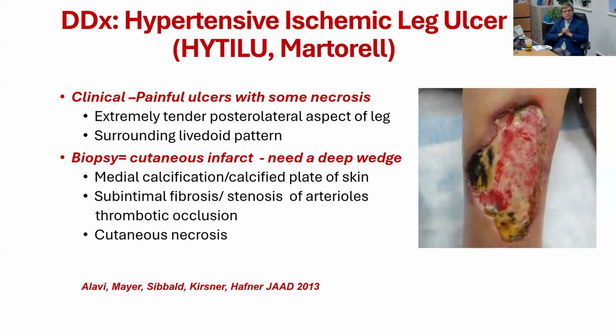And we did publish in the Journal of the American Academy of Dermatology some years ago. If you haven't seen this, you don't recognize it. And you've got subintimal fibrosis, stenosis of the arterioles, and thrombotic occlusion. And that leads to, when you get your superficial vessels occluded, you get cutaneous necrosis or black skin. Next one.